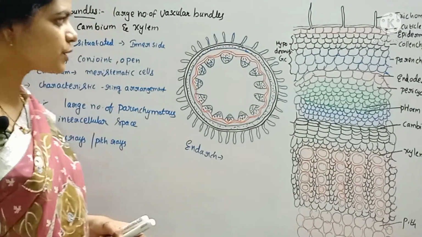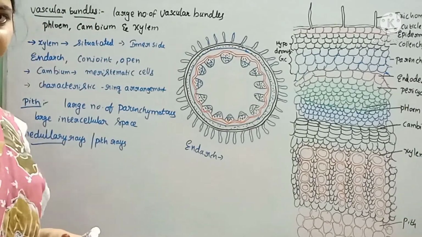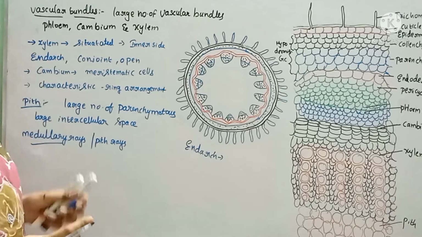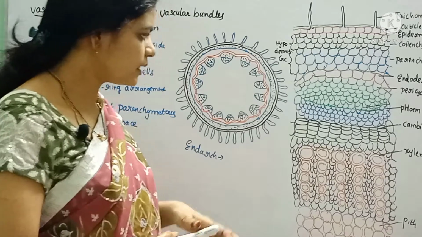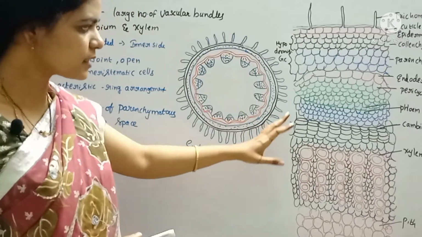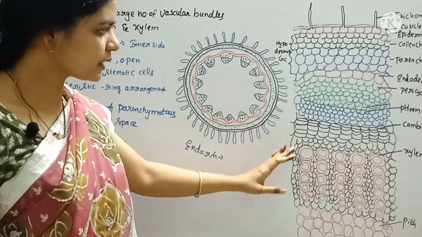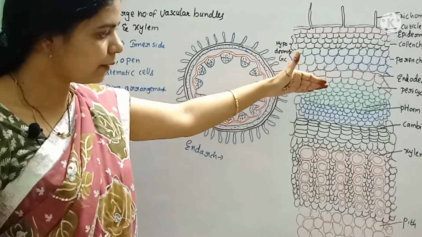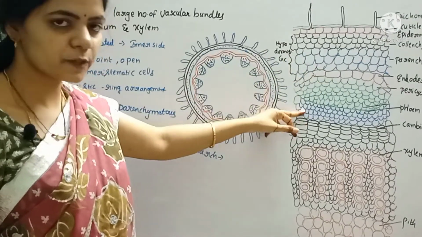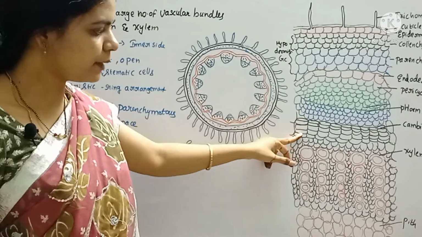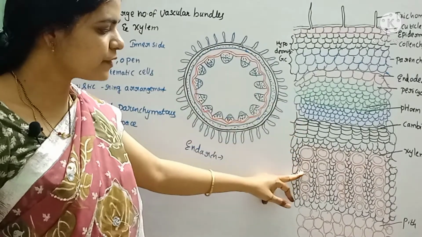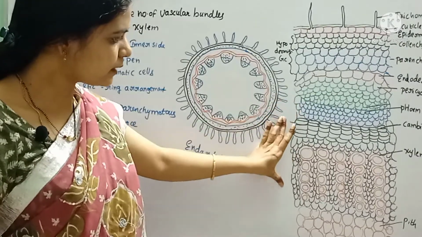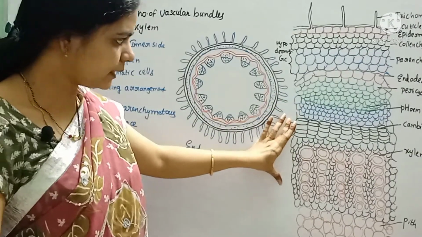In this video, we are going to study the remaining part of the dicot stem, that is the vascular bundles and the pith. Where are the vascular bundles present? These vascular bundles, that is the phloem, cambium and xylem, are present below the pericycle. This is the pericycle, right? Below this pericycle, phloem is present. Below the phloem, cambium and xylem are present. Inside that, the pith is present. Here, from phloem to xylem is called a vascular bundle.